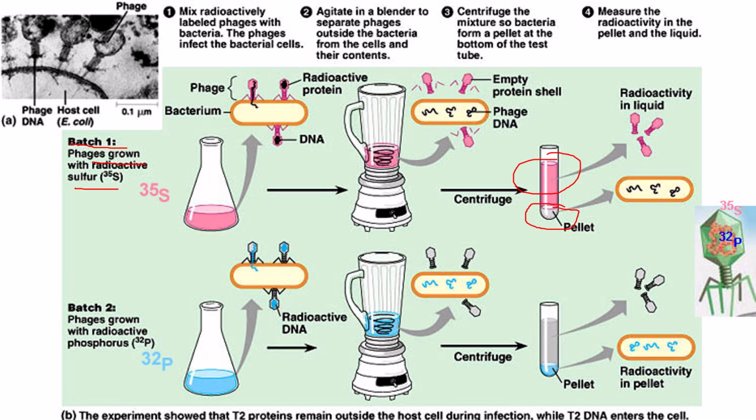In the second batch, the phages were grown with radioactive phosphorus. In this case, the DNA was radiolabeled, followed by blending and centrifugation, similar to the earlier experiment. It was found that radioactivity was found in the pellet. So it meant that the information has been carried on by the DNA into the bacterial cells.